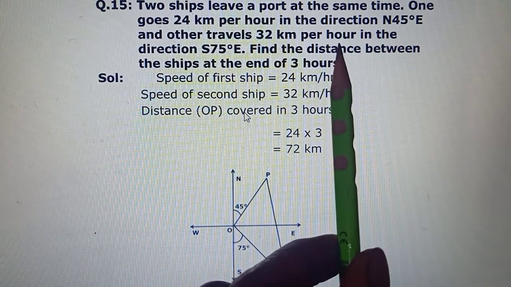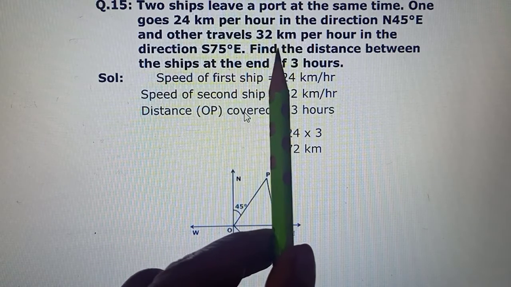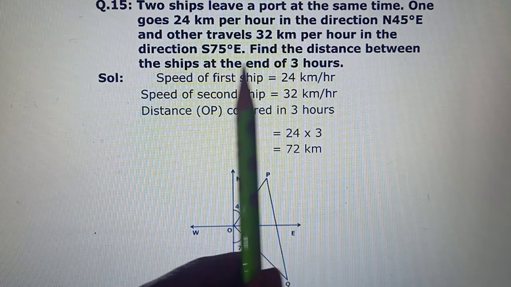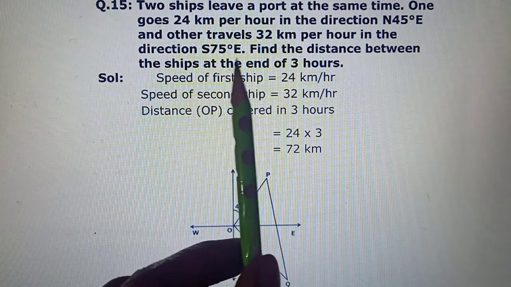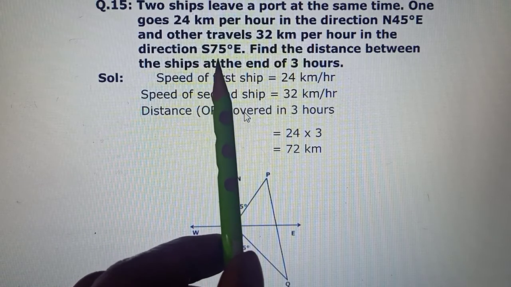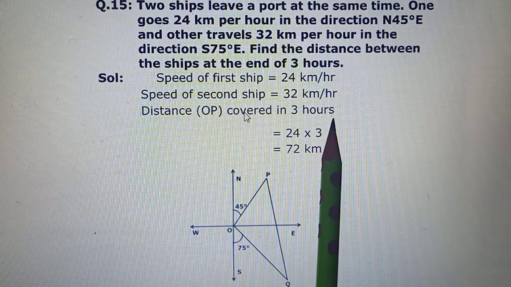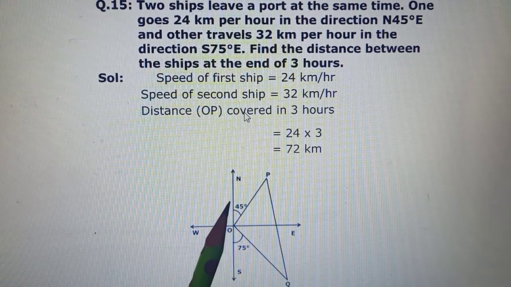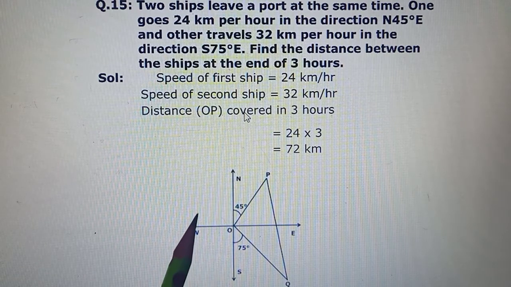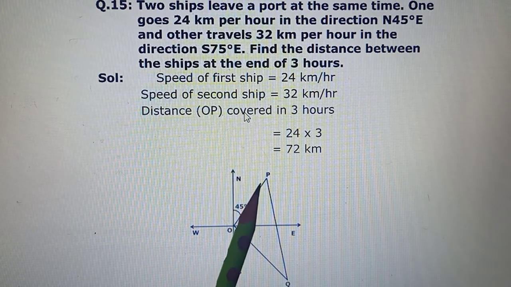Okay, so from north 45 degrees towards east, and the other one travels with the speed of 32 kilometers per hour in direction south 75 degrees east. So from the south direction towards 75 degrees east. Okay, so that is how it is. This is your north, we know. That's how we show the directions: north, south, west, east. So north, say 45 degrees towards east, is this way.